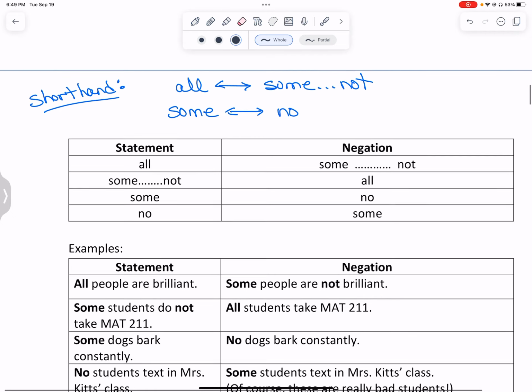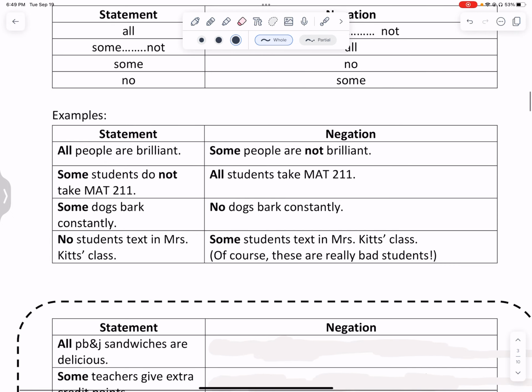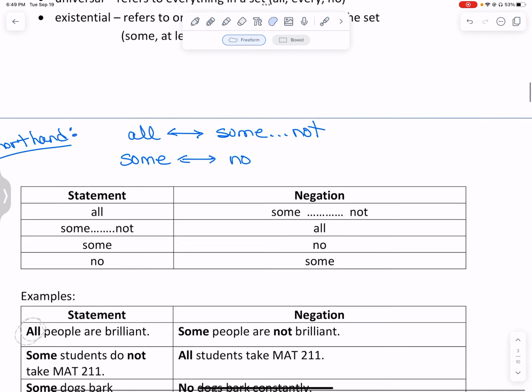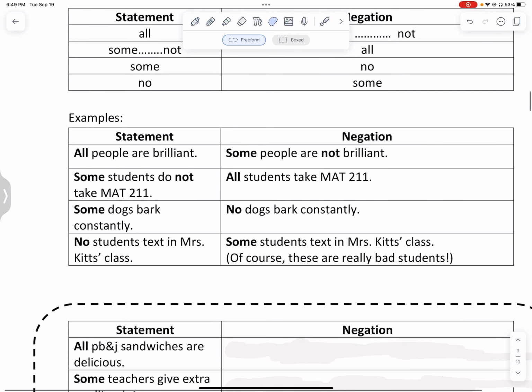So let's practice. Okay. So here are some examples. So here's my statement. All people are brilliant. So if we look up here, all. So the negation is some are not. So some people, some are not brilliant. If you say some students do not take Math 211, you would negate it by saying all students may take Math 211.